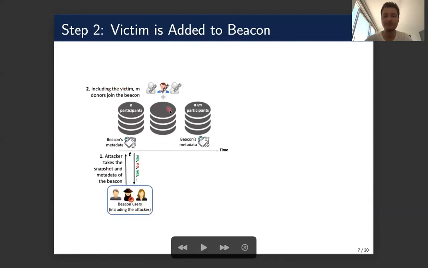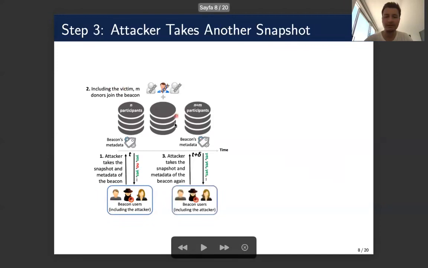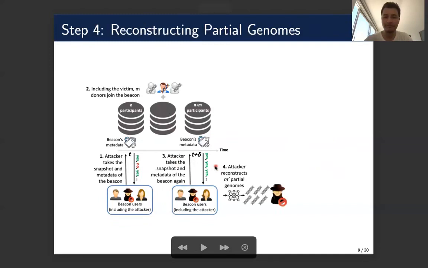And in the third step, the attacker takes another snapshot. This time, the victim and other donors are added to the beacon and the attacker saves the responses. And in the fourth step, the attacker reconstructs partial genomes from these query responses at time t and t plus delta. And how can we do that?